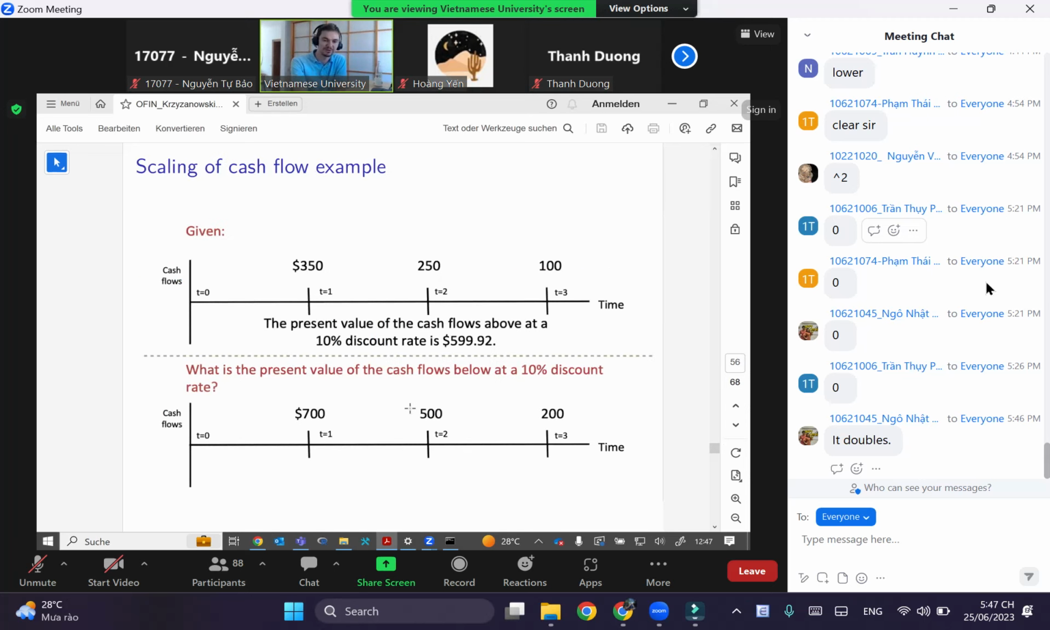What can you tell me without calculating, without having to do the present value calculations by discounting? What would be the price of the second investment opportunity, given that the price of this first investment opportunity is 599.92? What would be the price of the second investment opportunity?